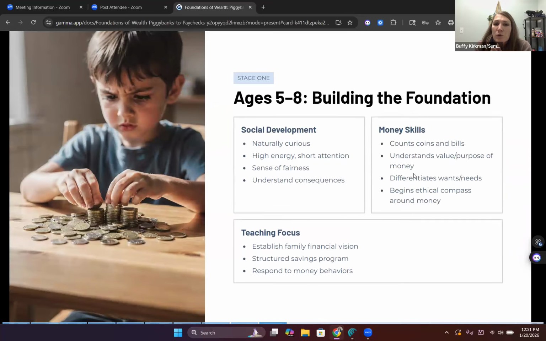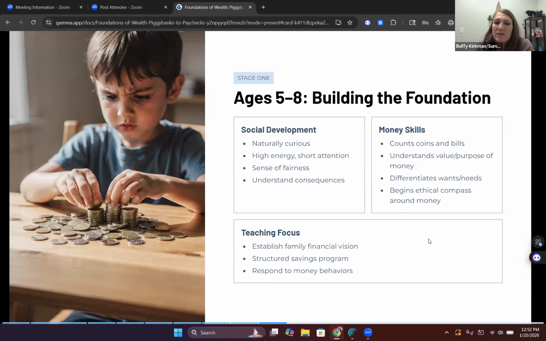Okay, so this is true of this age range. They are naturally curious, they have a lot of energy, but very short attention spans. This is why you want to pay them very quickly. They are developing that sense of what's right and what's wrong, and they understand consequences. They should be able to count their money, and they understand the value or purpose of money. So money isn't just to count, it actually buys things, it pays for things. So just understanding the relationship: work equals money, money buys things that I want or that I need.